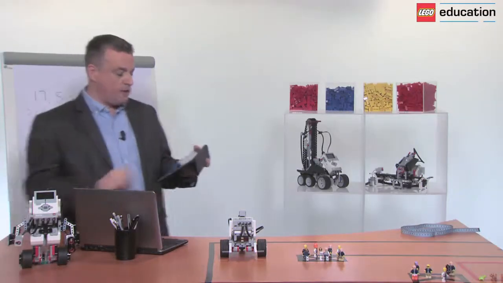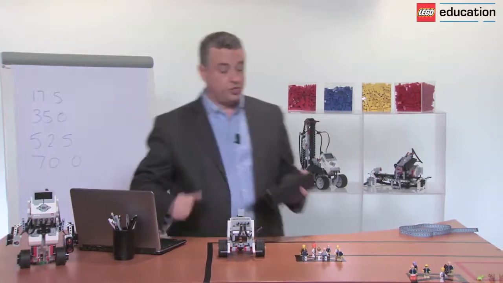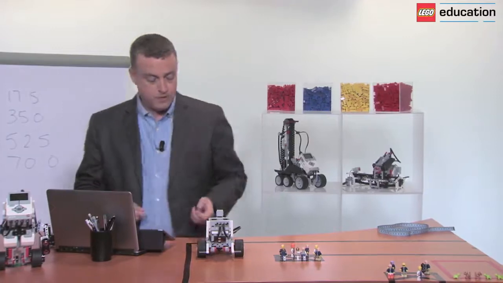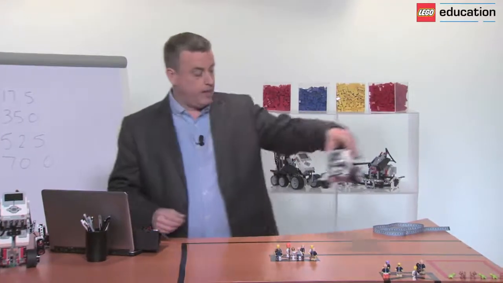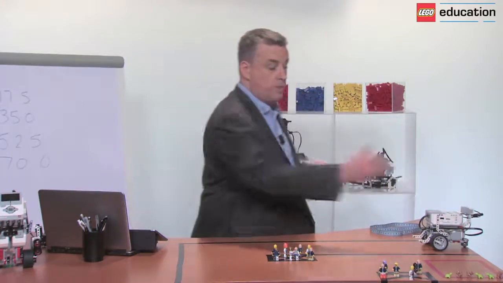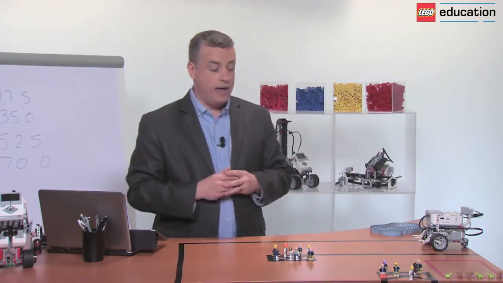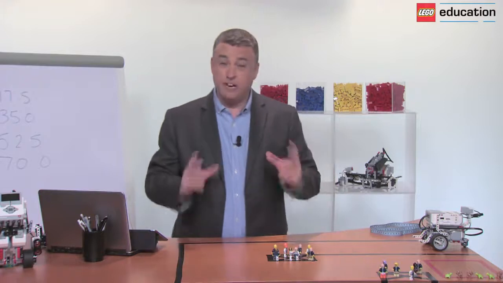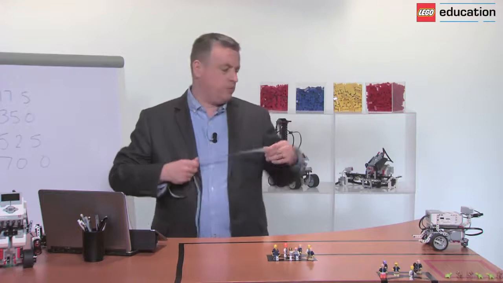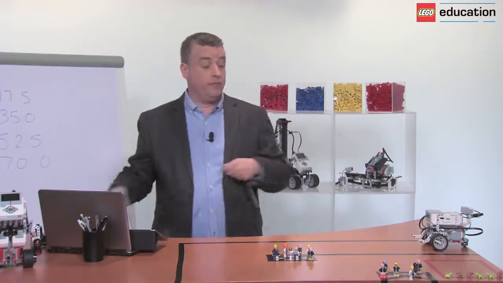So I'm going to close up my lesson support, and I'm going to start a new program. I'm just going to put my iPad down for a second. And what we want to do is drive around the course and park the robot in the red area here without knocking over any of the minifigures. So we can take all of the knowledge that we've learnt before and apply it in this task.